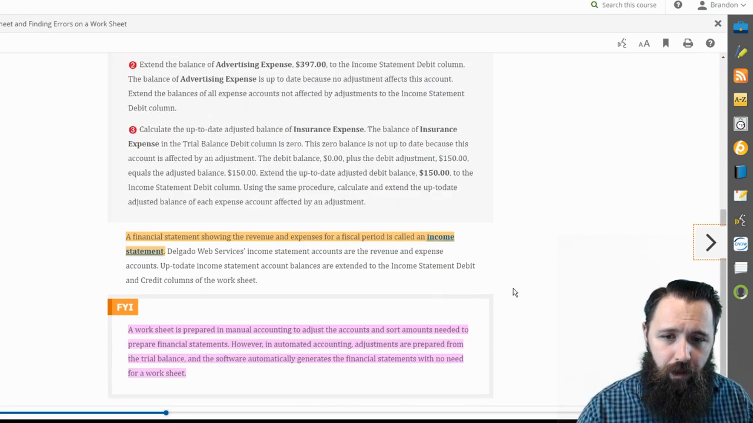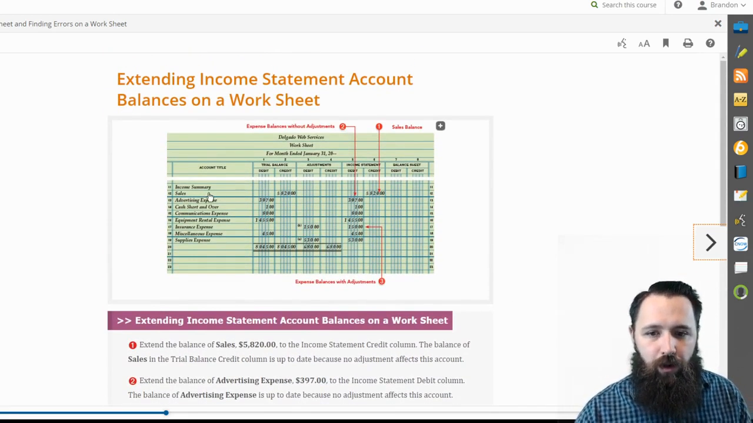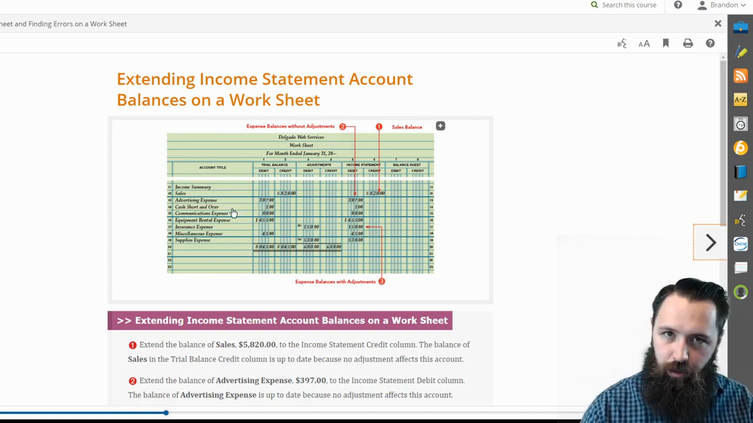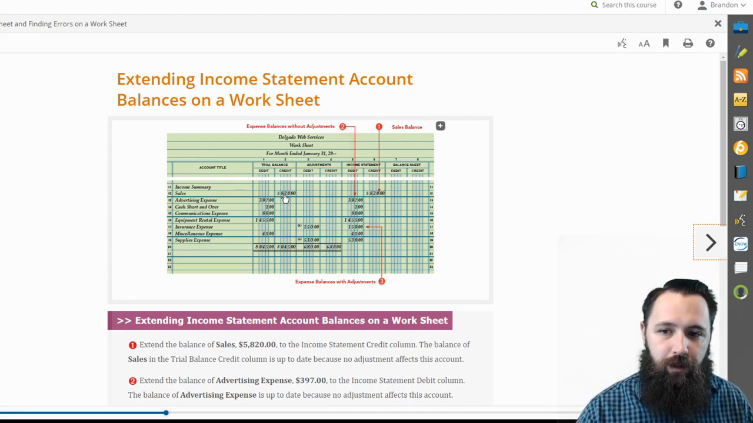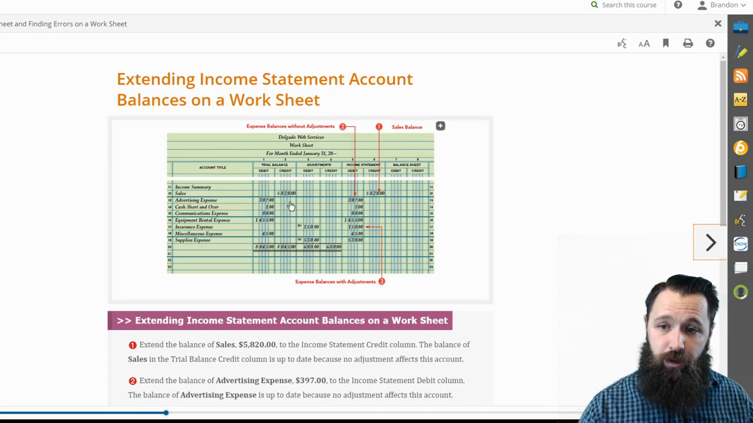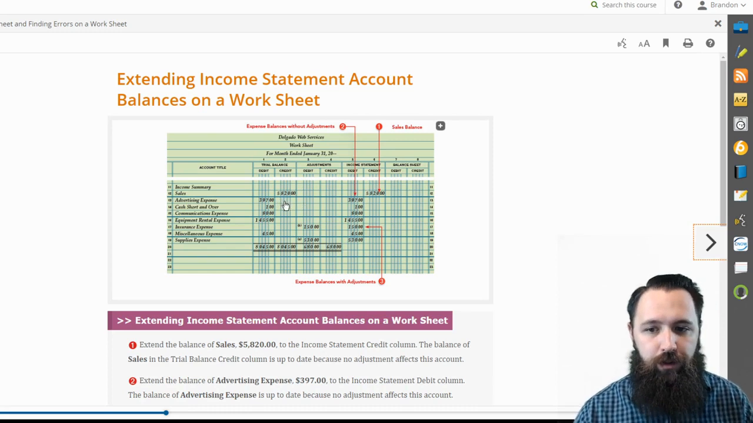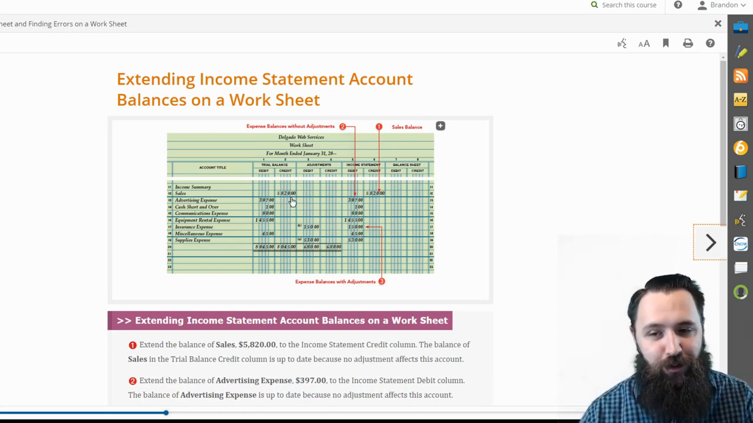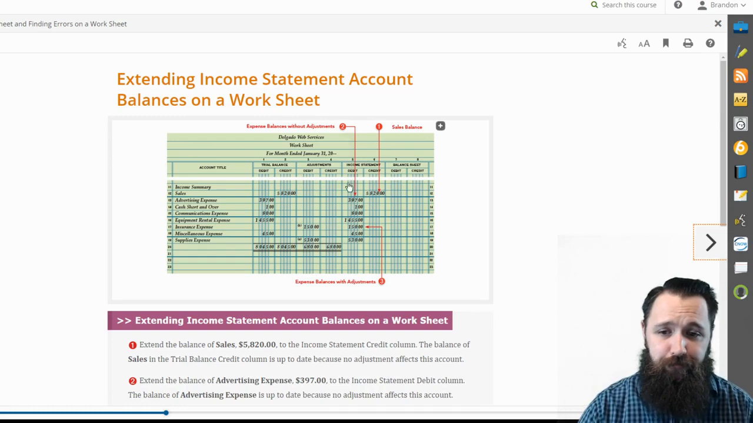So if we look here, you can see that we do have this account called income summary, which we'll get to a little bit later. But the first thing that we have on our trial balance is sales. And what do we do with sales? Well, sales is a revenue, so we're going to extend that balance onto the income statement. So we had 5,820, and we're extending that credit balance over to the credit balance on the income statement.